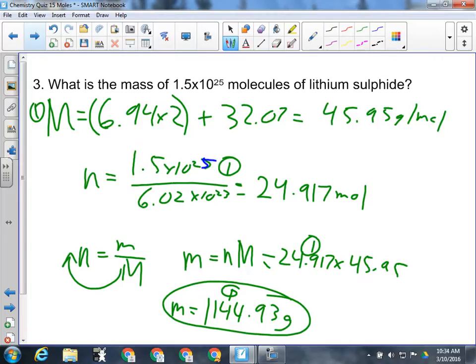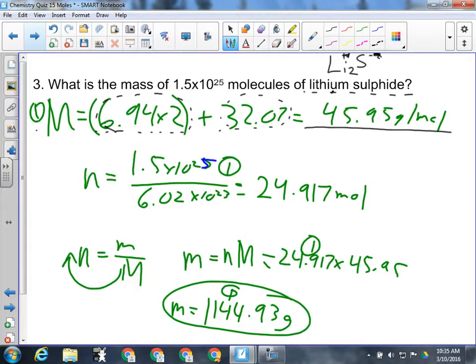First mark, calculating the molar mass of lithium sulfide. And I told you that this is how I'm going to give you those compounds on the test, in name form. So lithium sulfide is Li, this is a +1. Sulfide is a -2, so this is Li2S. So we've got 6.94 times 2, there's our 2 lithiums. Here's our single sulfur, 32.07, giving us a molar mass of 45.95 grams per mole. So 1 mark if they have that.